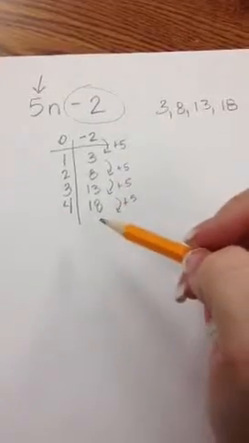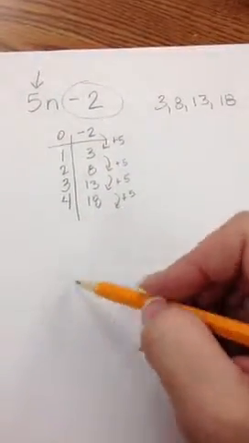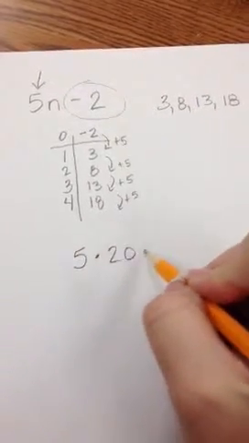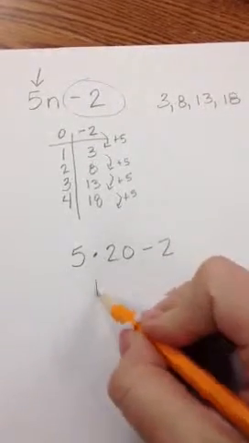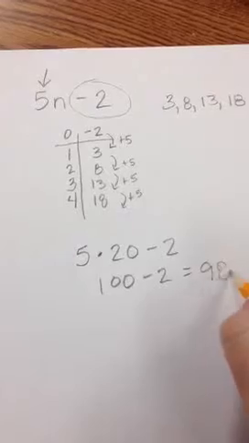If we needed to find the 20th number of the sequence, instead of listing all the way up to 20, you would say 5 times 20 minus 2, so 100 minus 2 is 98.